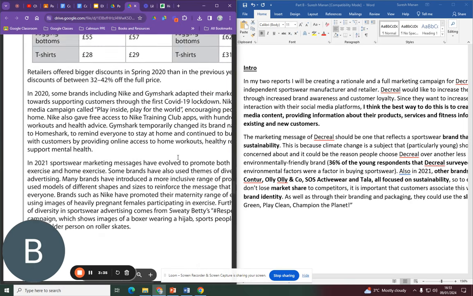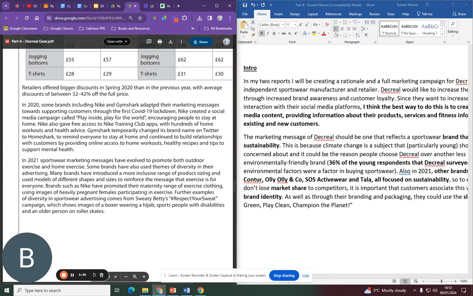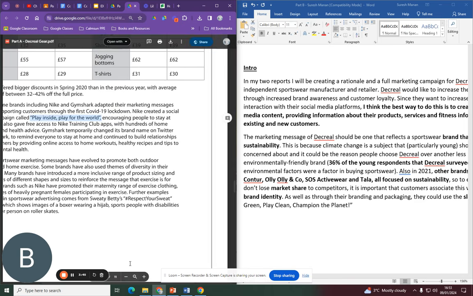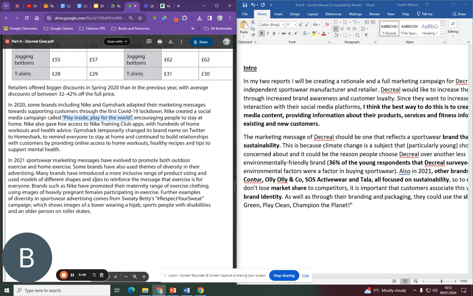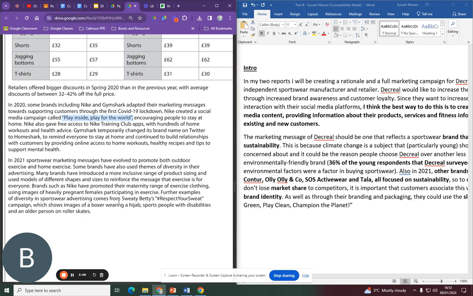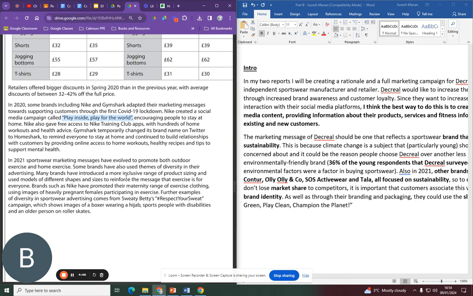of the marketing messages that other businesses had used during lockdown. So they talked about Nike and how Nike were basically telling people to stay indoors, and they were giving them all this information for free. And they were talking about Gymshark doing the same, but other marketing messages that came out in 2021 were to do with diversity and all that kind of thing.